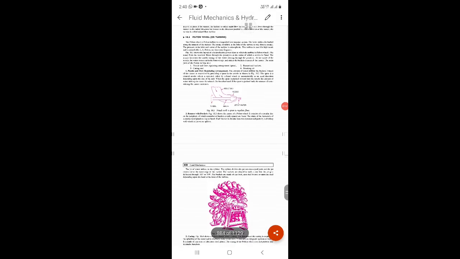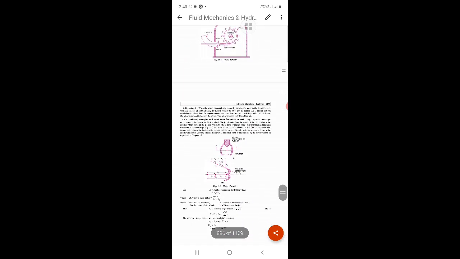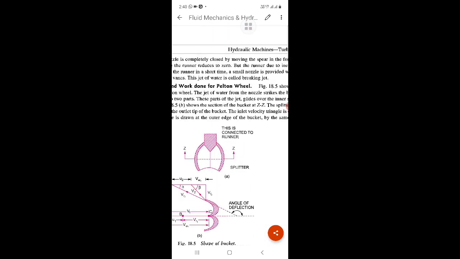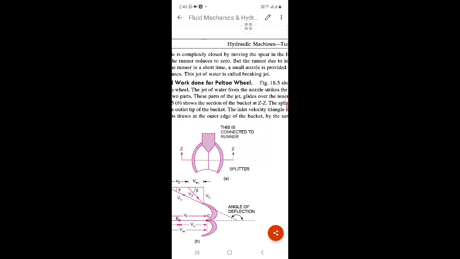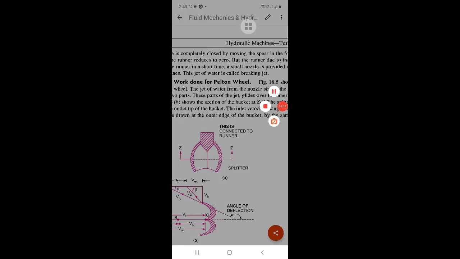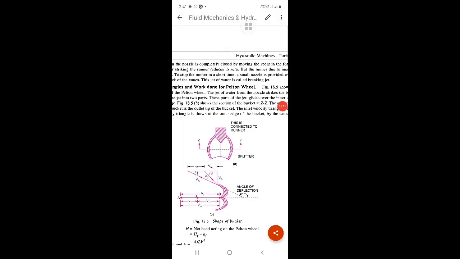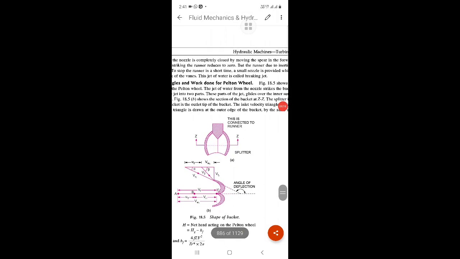So the next is runner with bucket. The bucket has a shape with a splitter which divides it into two parts. So firstly draw the diagram of the bucket and then start writing what a bucket is. Draw the figure of the buckets. The hatching portion is connected to the runner.